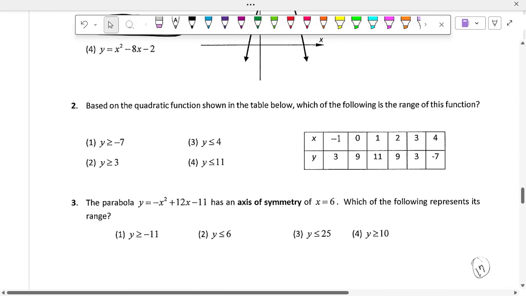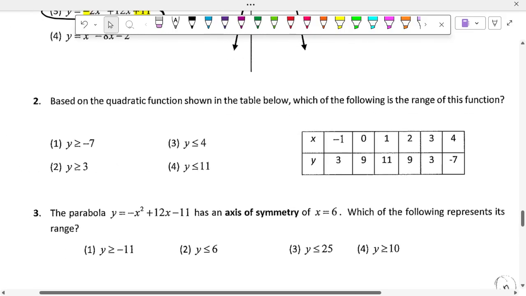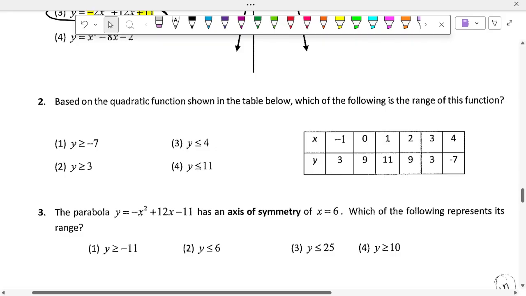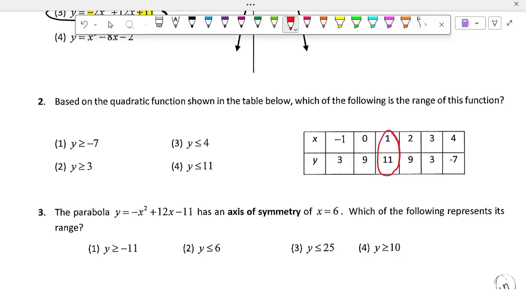All right. Number 2, it asks you to find the range based off of this table. So show of fingers, what do you think it is? 1, 2, 3, or 4? All right. Most of you are holding up 4. Good. So why do you think it's 4? Because the middle one is the highest it goes, and on both sides it goes down. So it's opening downwards. And that means the highest number is 11 or less.